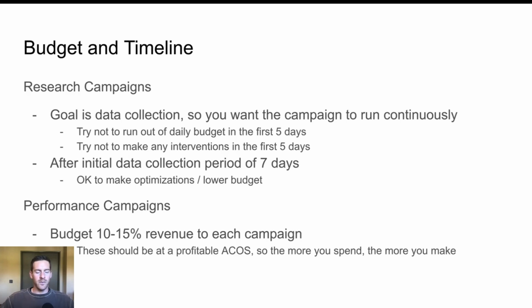All right, so you've run research campaigns 1 and 2 for a week, and now you have some data. You're going to take those top performing keywords and products, put them into these performance campaigns, and you should budget about 10% of your revenue for each campaign. So let's say you're doing $500 a day in sales and top line revenue on Amazon. You're going to budget about $50 per campaign per day for these 2 performance campaigns. And because these should be profitable, this should be a good investment.